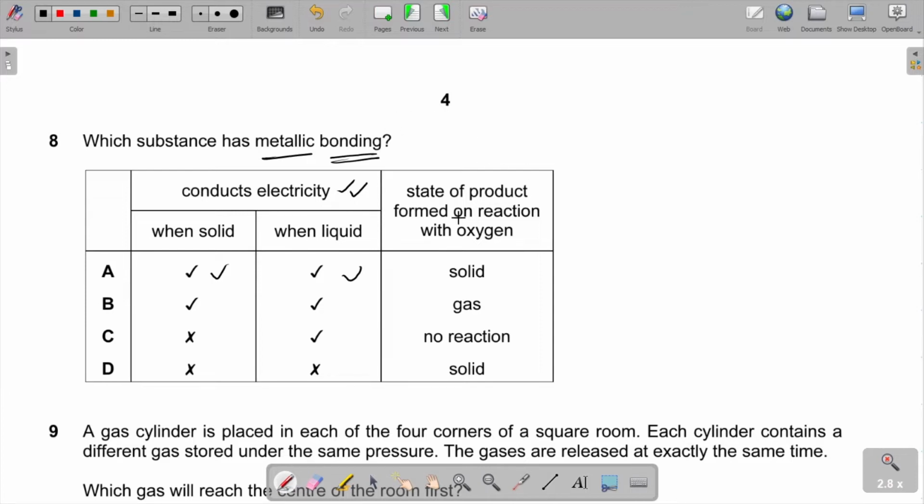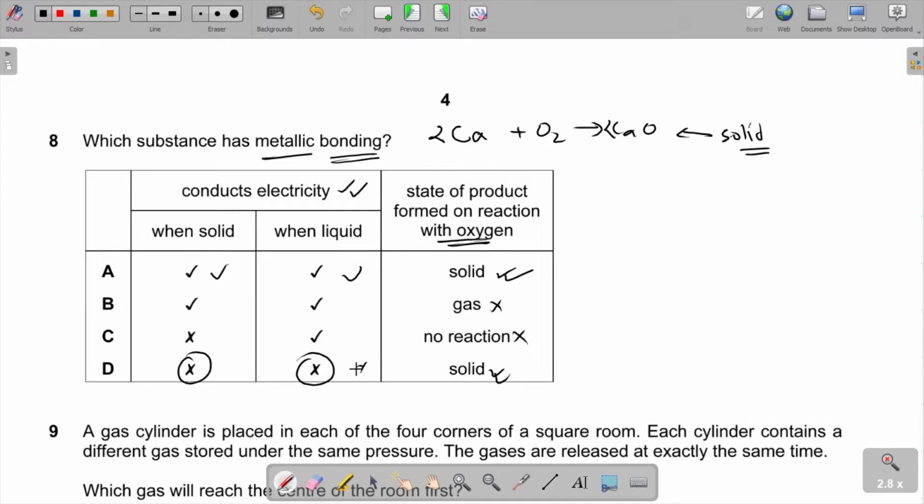State of product formed on reaction with oxygen. For example, calcium is a metal. If you react it with oxygen, it's going to form calcium oxide. Calcium oxide right here, so we put a 2, 2. As you can see, this is going to be a solid compound. So yes, it forms a solid. A metal and air will never give a gaseous product. But over here, in the conduction part, they both show they do not conduct electricity. So that means it's not possible. Metals always conduct electricity. So the answer is going to be A.